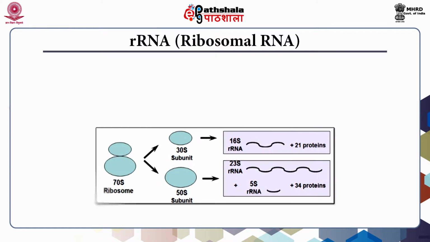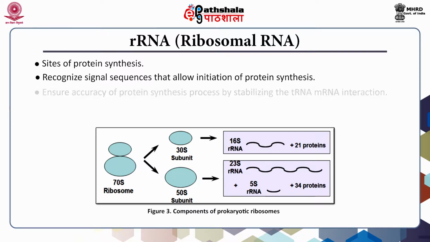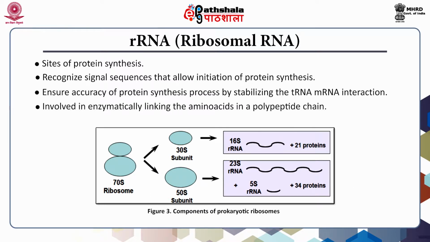Next we will discuss the components of the prokaryotic ribosomes. Ribosomes are the protein synthesizing machinery. They recognize the signal sequences that allow initiation of the protein synthesis process. They also ensure accuracy of the protein synthesis process by stabilizing the transfer RNA messenger RNA interaction. They are involved in enzymatically linking the amino acids and formation of the polypeptide chain.